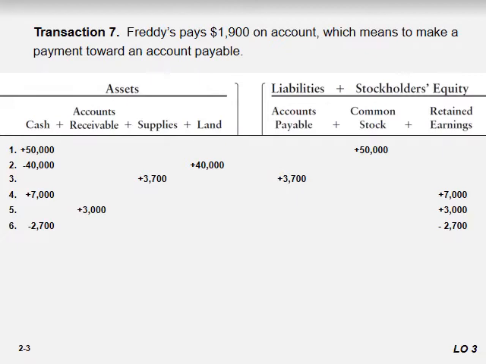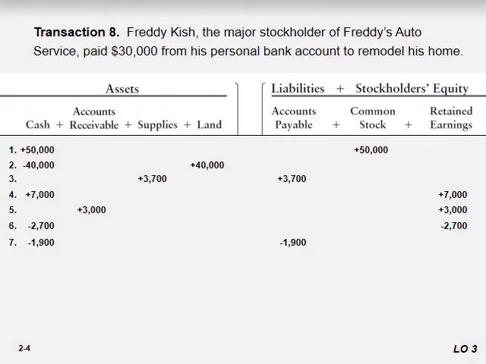The seventh transaction is Friday pays 1900 on account, which means to make a payment towards an account payable. So when we pay the account payable, we decrease the account payable with 1900 and with our cash as well. So this account balances itself. Yes, it is. So let's see that. Here we go. Right? Similarly, you can do the other transactions by yourself as well. So I'm just going to repeat it.